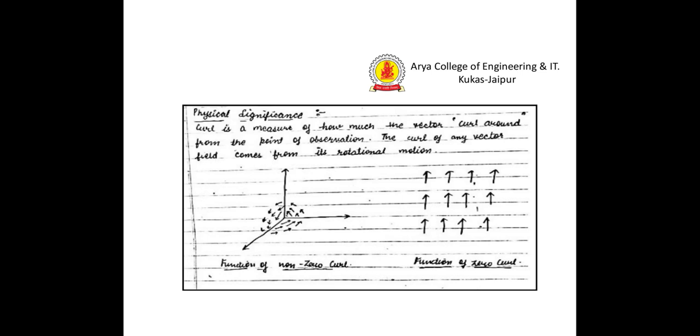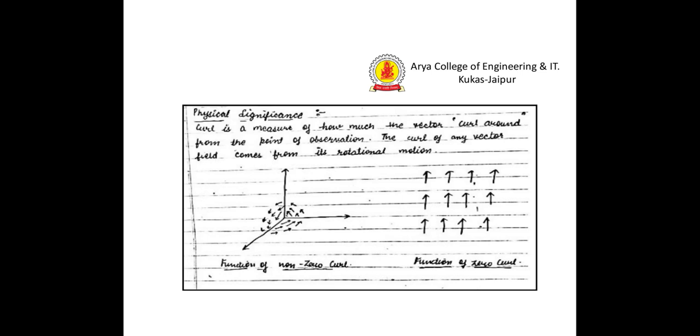Physical significance of curl. Curl is a measure of how much the vector curls around the point of observation. The curl of any vector field comes from its rotational motion. We can understand this statement by two examples.